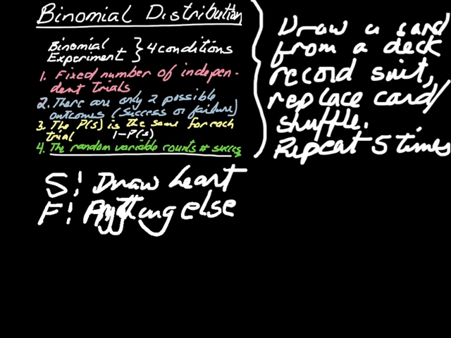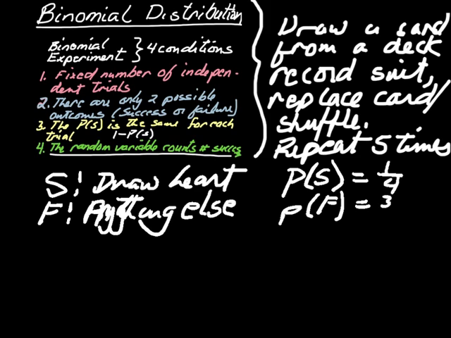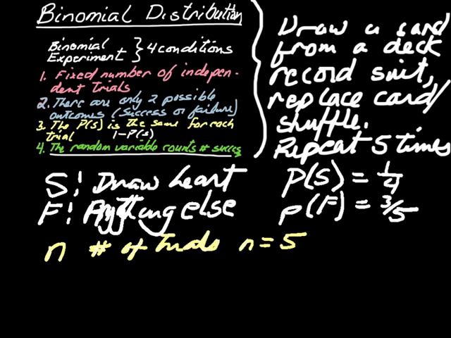And from what we had before, what's the probability of success? Well, that's going to be 13 out of 52, or 1/4. And the probability of failure is going to be then 3/4. So what are some of the notation that we have? Some of the notations we get are N. N is the number of trials. So in our experiment, N equals 5 because we did 5 trials. We pulled the card 5 times.